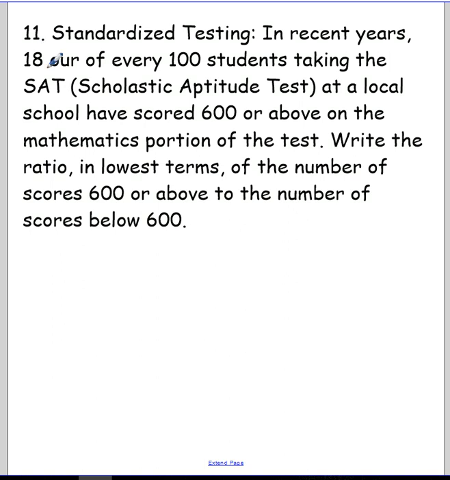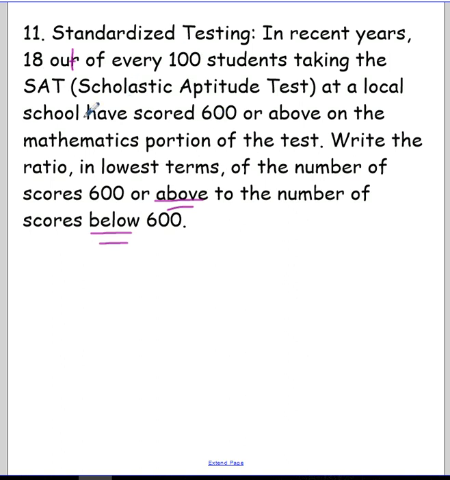In recent years, 18 out of every 100 students taking the SAT, Scholastic Aptitude Test, at a local school have scored 600 or above on the mathematics portion of the test. Write the ratio in lowest terms of the number of scores 600 or above to the number of scores below 600. Notice that's asking us to put a ratio with numbers that we don't necessarily have. This says 18 out of every 100, which is 18 out of the total.